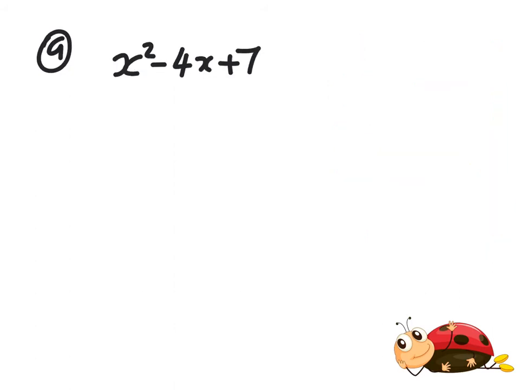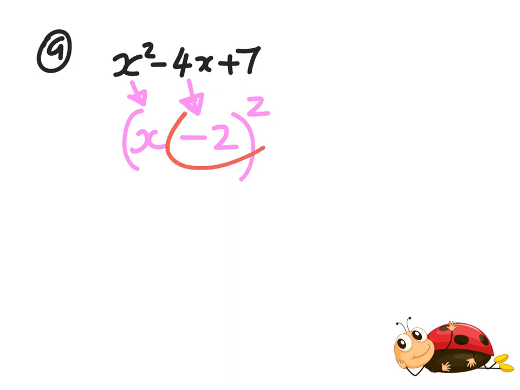Question 9, complete the square. So, into a pair of brackets with a square on the outside. Obviously it's going to start x, since we've got an x there. Now you should know that what goes in the second part of the bracket is half of that number. Now what do we do? Well, we go, what's that number squared? How do I get to 7? And that's the part that goes at the end.